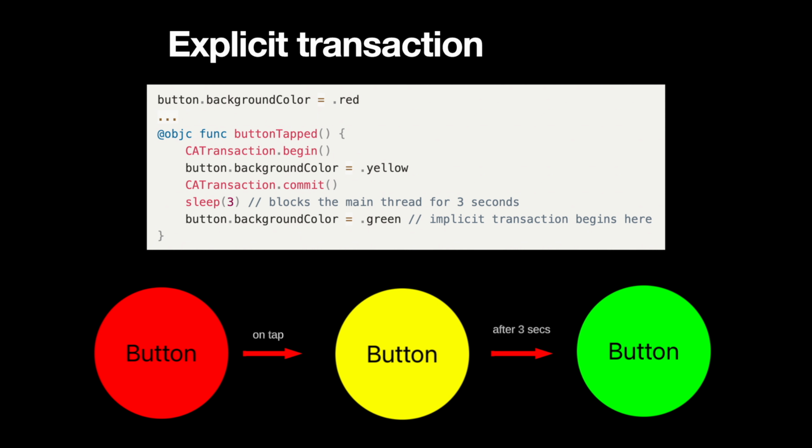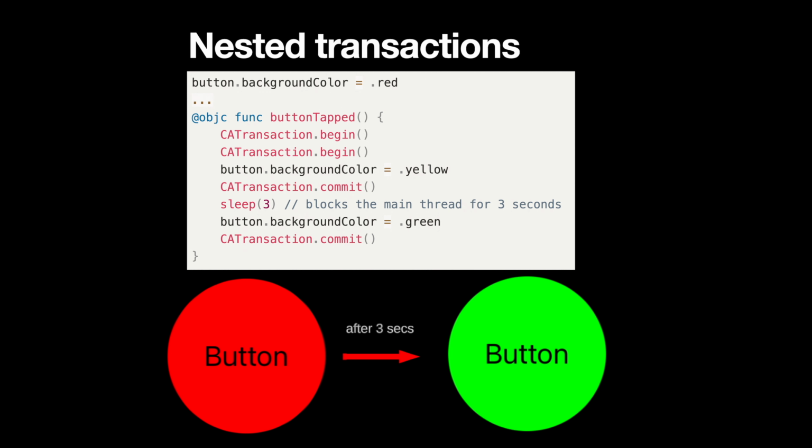Now we see the yellow color state, right? But why? It's because we committed the yellow state change with an explicit transaction right before blocking the main thread, so it was changed instantly after the tap. Then, after 3 seconds, we see the green state change that goes with the implicit transaction at the end of the run loop cycle.